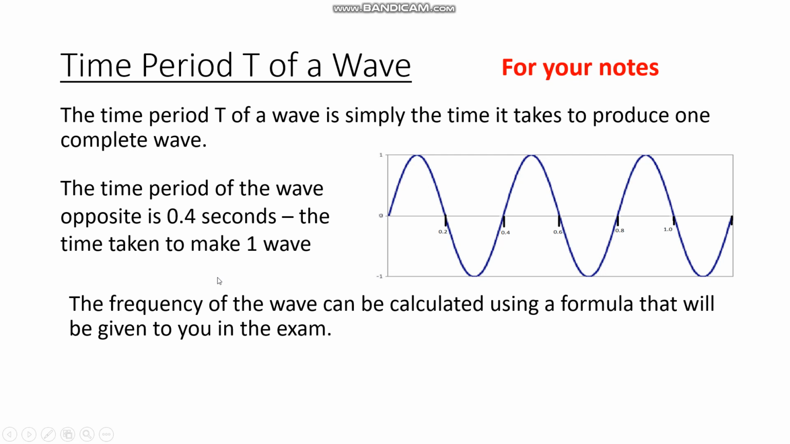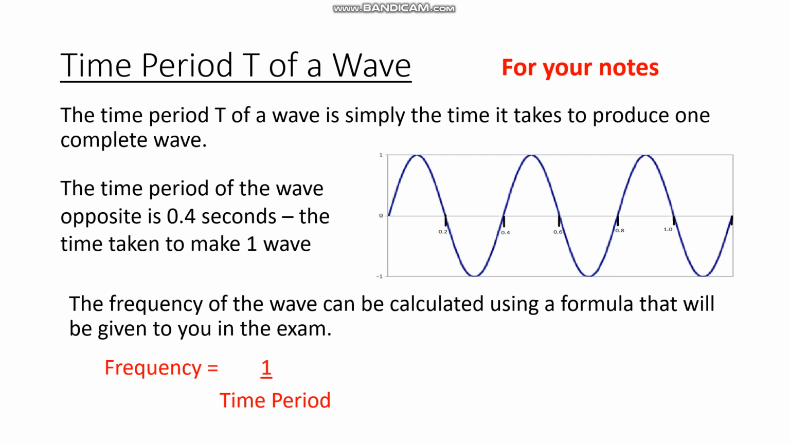Now, in addition to that, you need to be able to calculate time periods or frequencies using a formula that you will be given in the exam. If you're in the habit of highlighting these formulae in your notes, then please do so. It says that frequency is equal to 1 divided by the time period. You may see it as time period equals 1 divided by frequency. It means exactly the same thing.